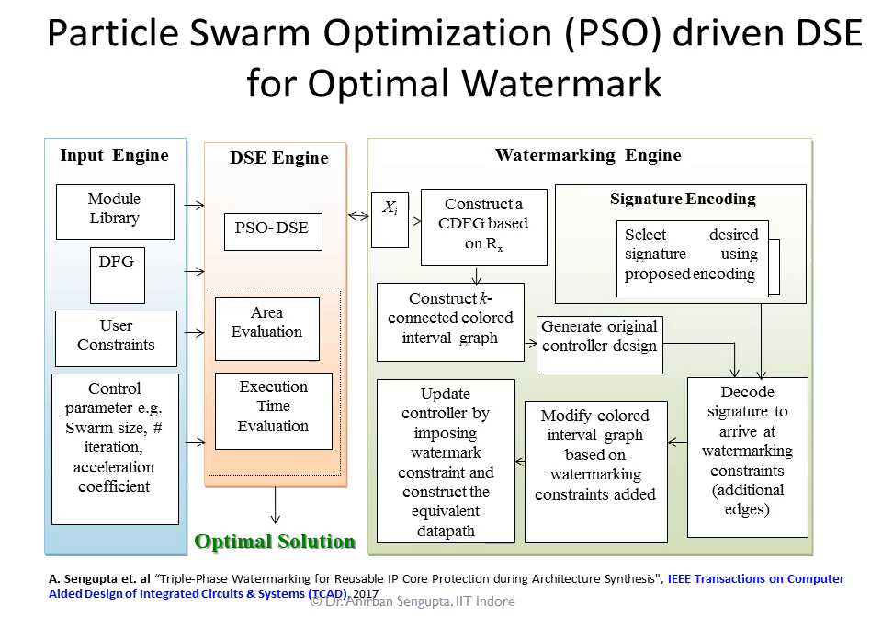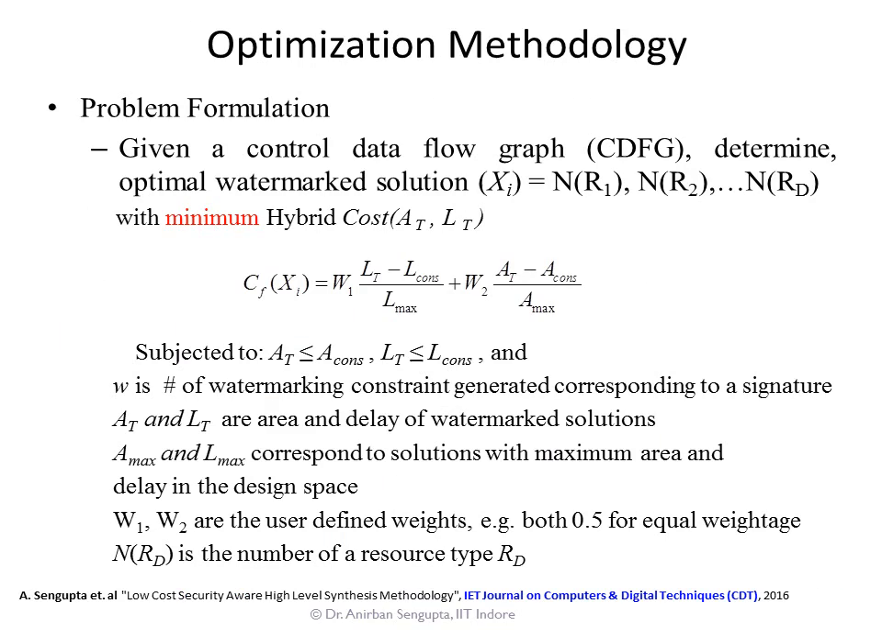The input engine comprises the module library, the intermediate representation, which is a CDFG, the user constraints, and the control parameters such as swarm size, number of iterations, acceleration coefficients, and several others. These interact with each other, and gradually over a period of time it evolves into a low cost solution for implanting a watermark. The objective function or cost function could be a graded penalty cost function in terms of the latency of the watermarked solution and the area of the watermarked solution.